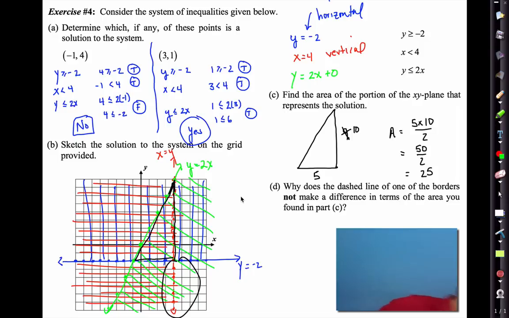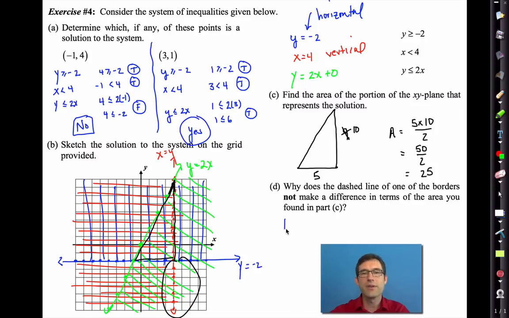Okay, I'm going to retrieve my pen. Oh, and I'm back. Hey, hi. Okay, so here's the reason. Lines have no area. So in other words, the dashed nature of that line doesn't affect how much space is within the figure. Doesn't affect it whatsoever. In fact, because lines have no area, all 3 of the borders could have been dashed and the area that was shaded would have still been 25 units.